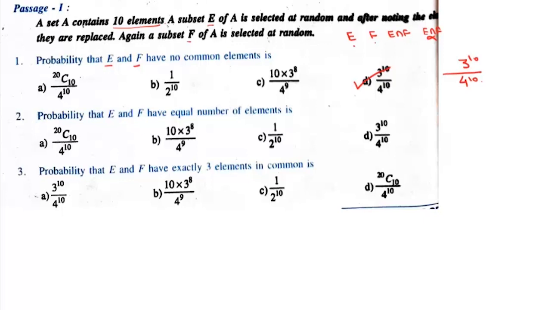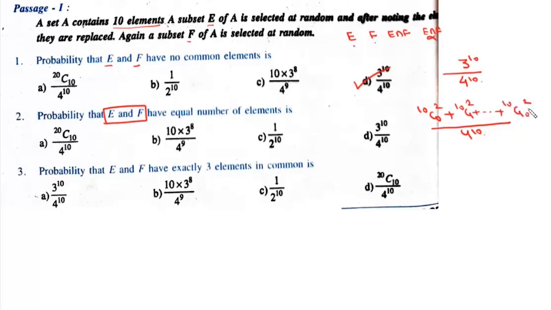Now the next one is the probability that E and F have equal number of elements. Now for this again, the total number of choices will be 4 to the power 10. Now they have an equal number of elements. The first possibility is both of them are null sets. So in that case we have to choose 10C0 and 10C0. So it will be this 10C0 squared. Now one element in E and one in F. Now one in E is 10C1 and one in F is also 10C1. So it will be this 10C1 squared, and it'll continue all the way up to 10C10 whole squared.